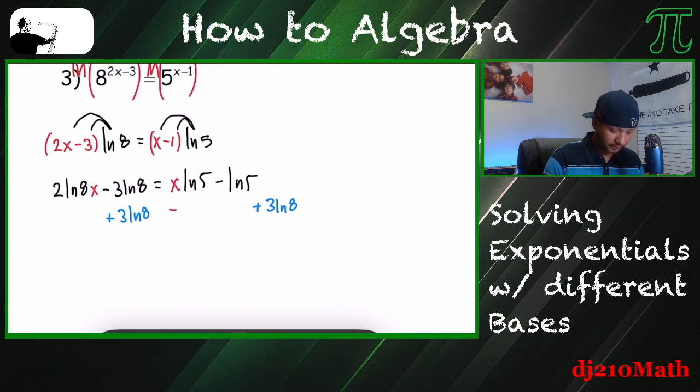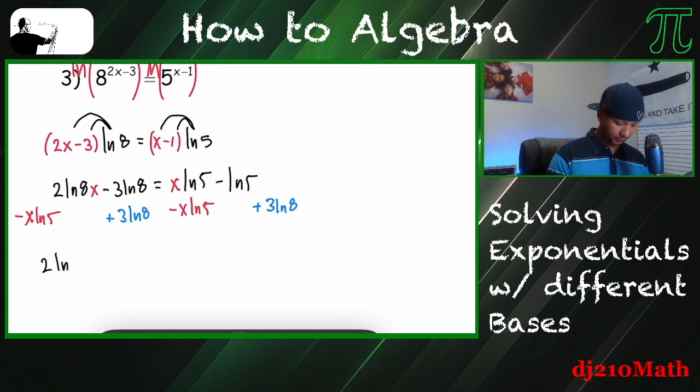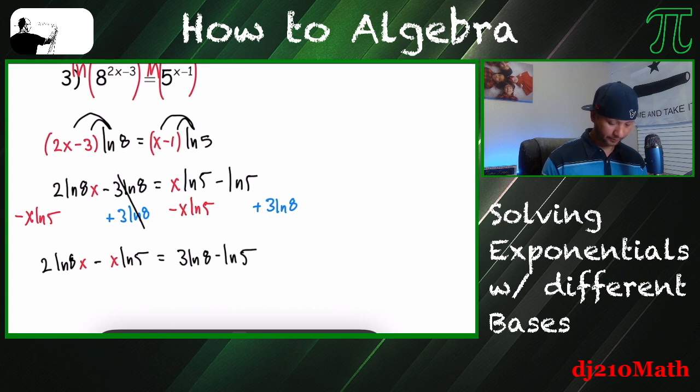And then I'm going to subtract x ln 5 from both sides. Okay. So putting it all together, we have 2 ln 8 x minus x ln 5. This is equal to, because this is going to cancel, 3 ln 8 minus ln 5, which is on the right.